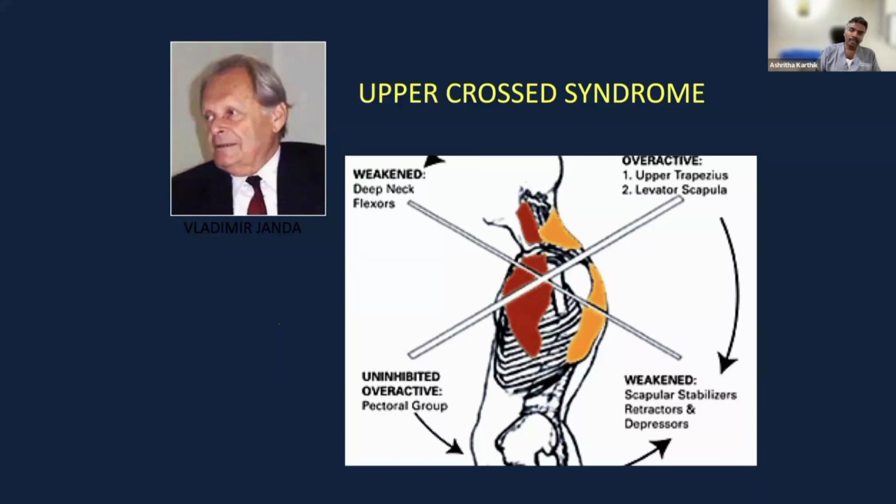So you have overactive upper trapezius and levator, and your deep neck flexors and your scapular stabilizers, especially the serratus and lower trap, are very weak. This is something you need to keep in mind whenever you see a patient. So the serratus anterior and lower trap have to be strengthened.